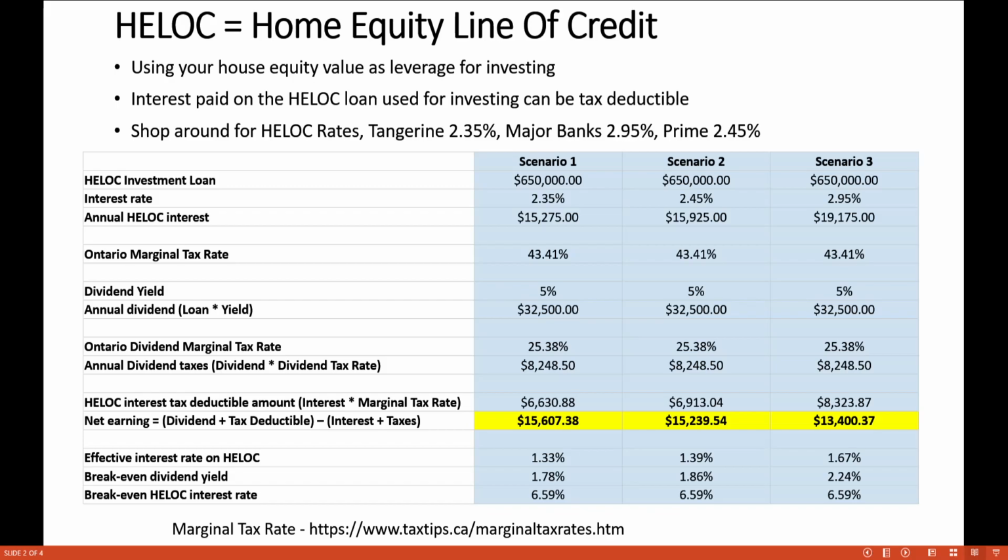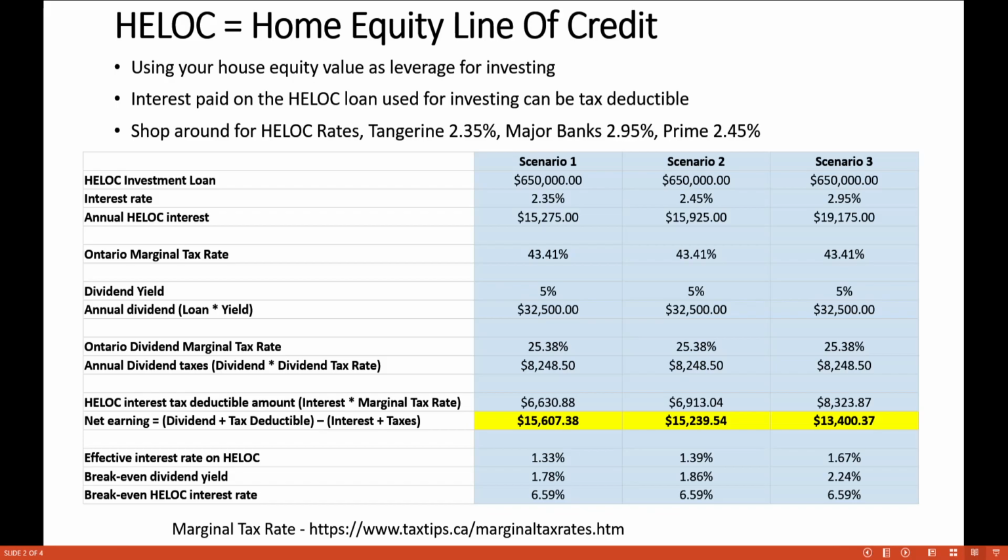The Ontario marginal tax rate for myself is 43.41%, and this is dependent on your province and territory and the amount of income that you're currently making. I have the URL linked to taxtips.ca that you could use to find out what your marginal tax rate might be. The dividend yield that I'm assuming the account will generate is 5%. So the annual dividend, which is your loan times your yield, for scenario 1 is $32,500.